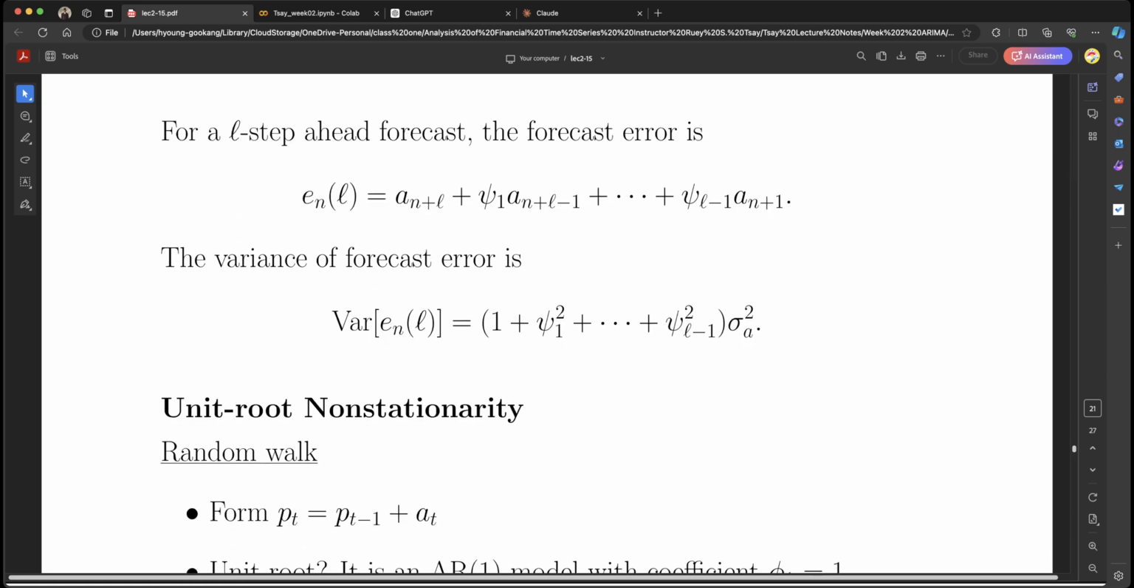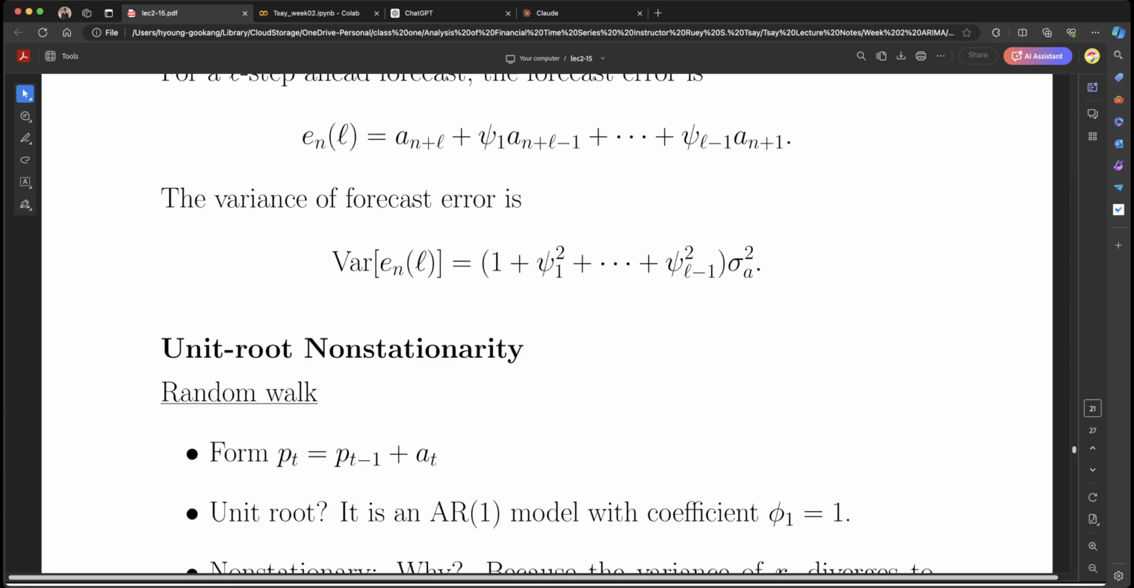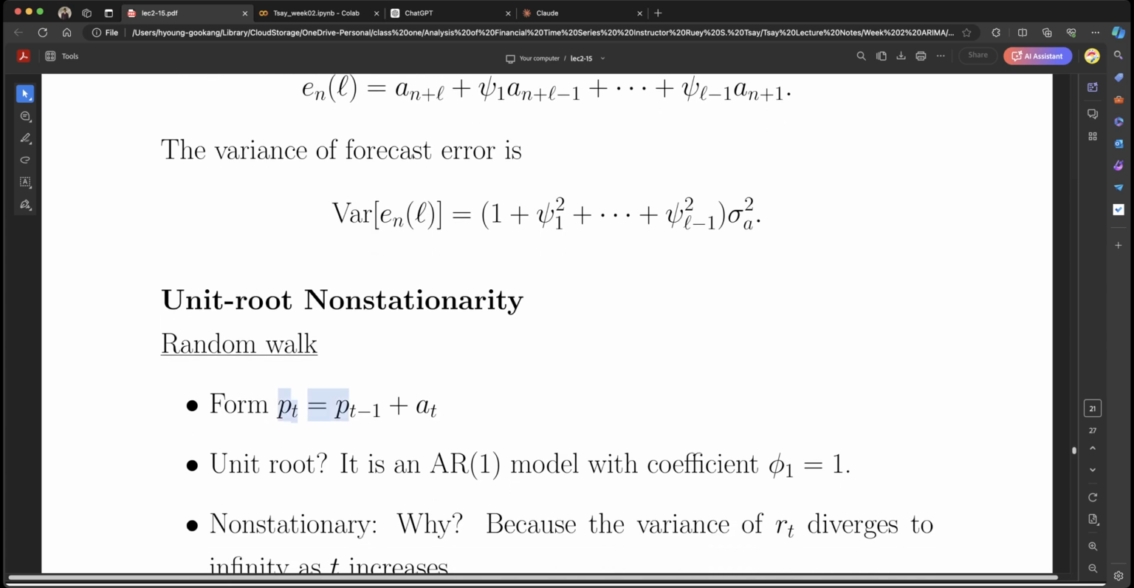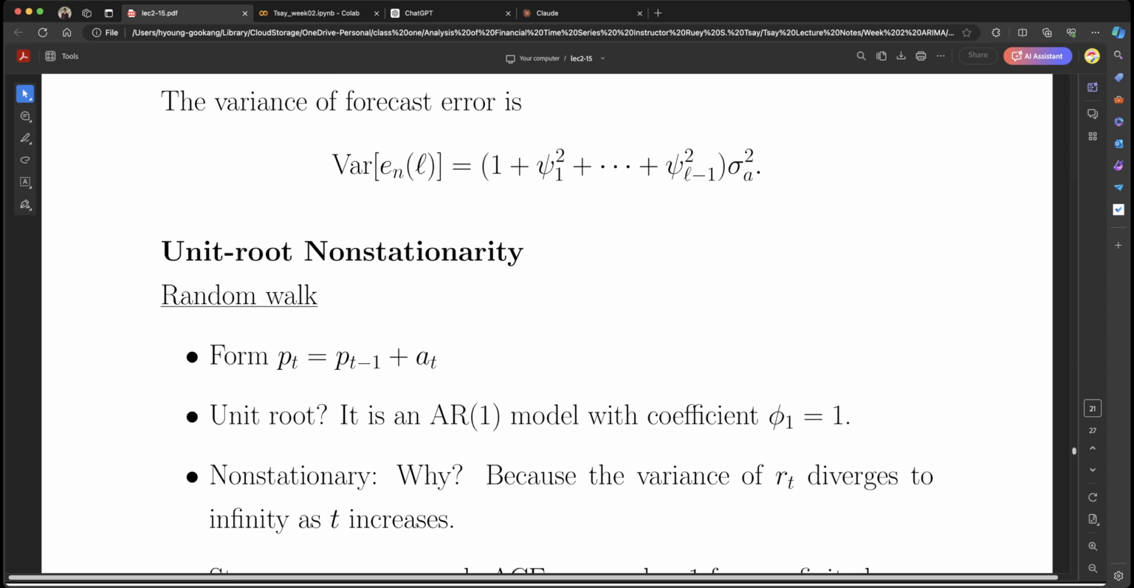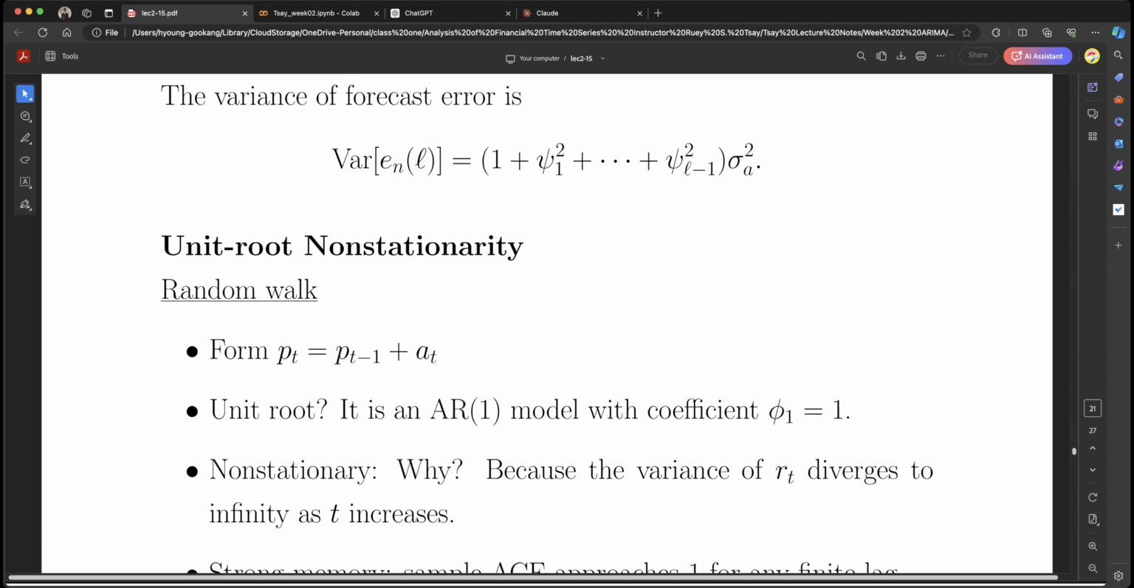Okay, next, unit-root nonstationarity. Here we have a very famous model which is popular for modeling stock prices. The form is p_t, today's stock price, equals yesterday's stock price plus some noise. So it is a random walk. This kind of process is called a random walk. A unit root: it is an AR model with coefficient basically 1. Okay, but it is nonstationary because the coefficient is 1 in the AR1 model. To make it stationary, the absolute value of the coefficient should be less than 1, but it is exactly 1, so it is nonstationary.